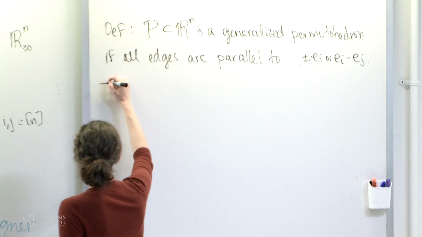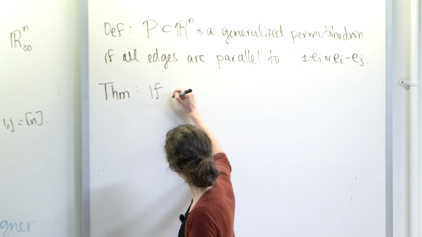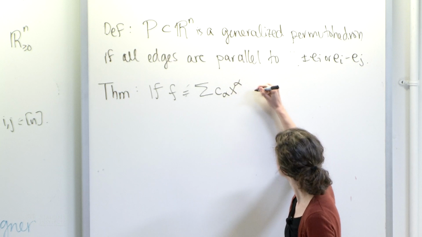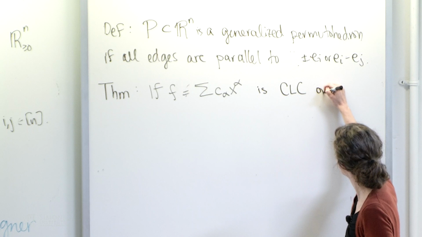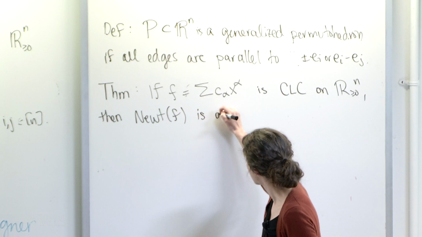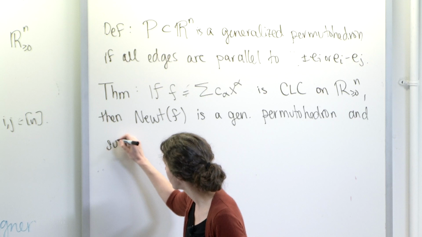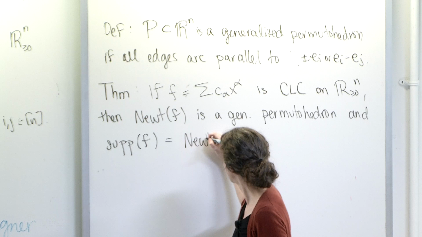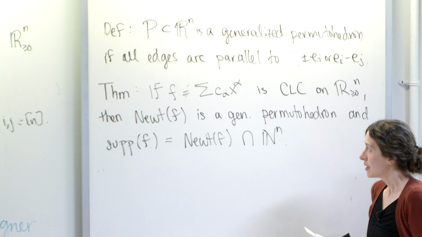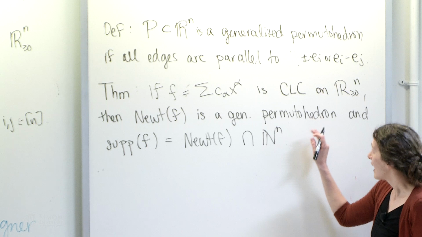So here's one of the theorems we can say about completely log-concave polynomials, extending this idea: if you have some polynomial and it is completely log-concave on the non-negative orthant, then its Newton polytope is a generalized permutahedron. And the support is really every integer vector in this polyhedron. Moreover, and this is where there's a large gain over the theory of real stable polynomials, any integer generalized permutahedron has such a polynomial.